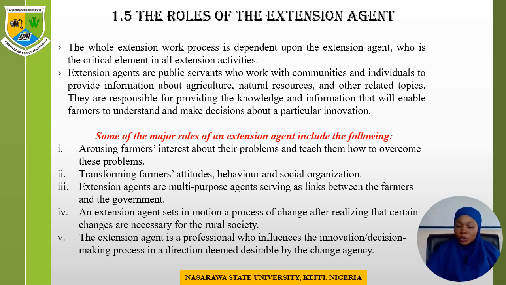Some major roles of an extension agent include: 1. Arousing farmers' interest about their problems and teaching them how to overcome these problems. An extension agent motivates farmers, encourages farmers, and convinces farmers to develop their interest towards solving their farm production problems. And they also help these farmers to overcome their problems. They teach them how to overcome their problems. They don't solve their problems for them, but they help them and teach them how to overcome their problems.